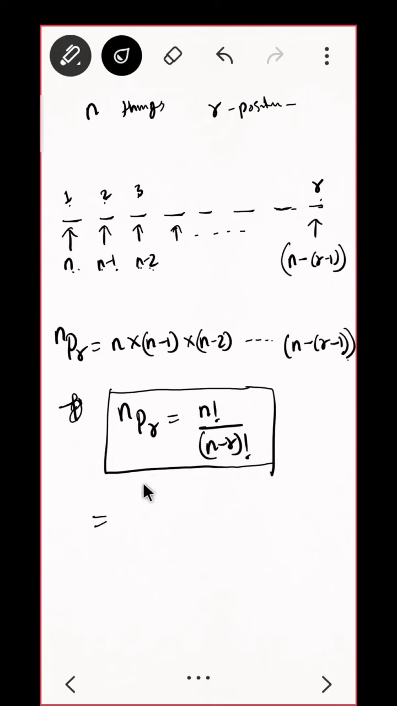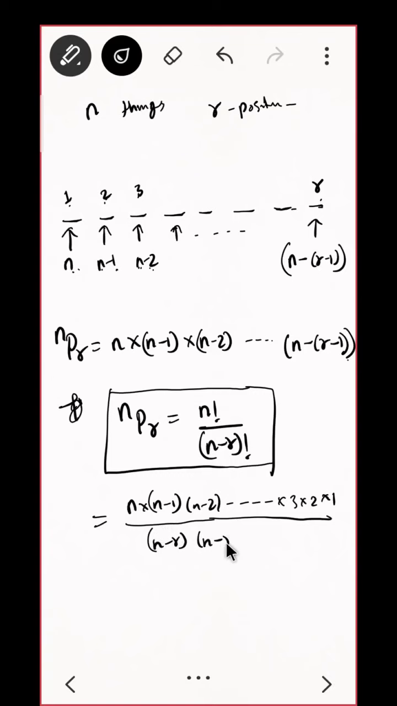Let me see. n factorial, what will come if I write it? n, n minus 1, n minus 2, and like that, it will be 3, 2, 1. Divide by, write this also, n minus r, n minus r minus 1, n minus r minus 2, like that, 3, 2, 1. Correct? Do you agree? Everybody will get cancelled with these, and there will be some term remaining. What do you think? What will be that?